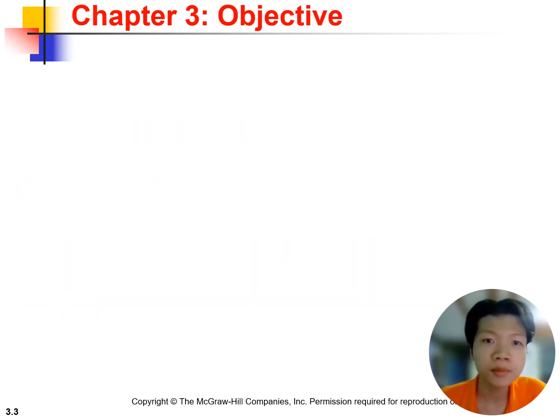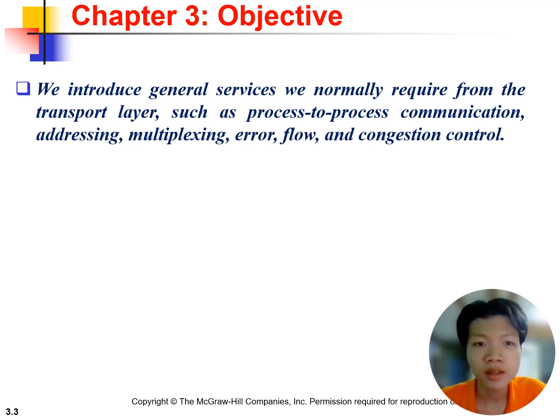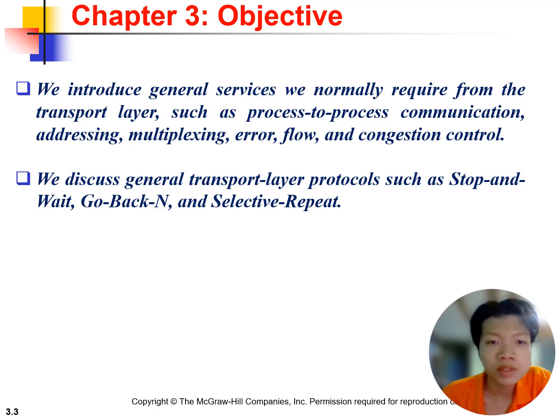The objective of this chapter is that we introduce general services we normally require from the transport layer, such as process-to-process communication, addressing, multiplexing, error, flow, and congestion control. We discuss general transport layer protocols such as stop and wait, go back N, and selective repeat.